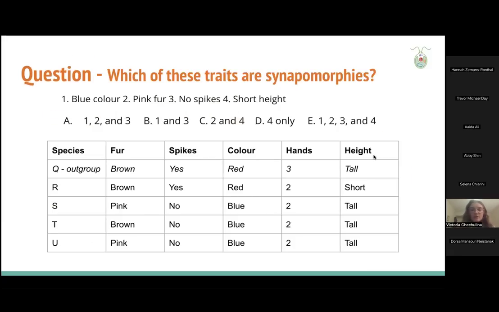Okay, so just take a look at this table. Which of the following traits are synapomorphies? There's a hint here that pops up as an animation, which is that synapomorphies are traits that are shared and derived. So take a couple minutes, look this over. And the correct answer here is answer A.